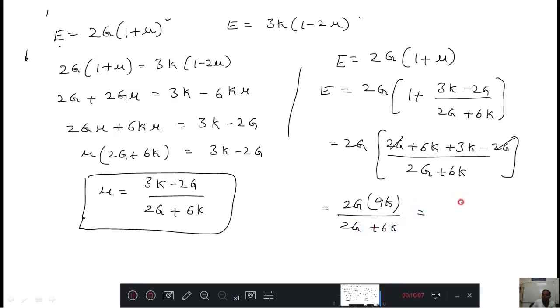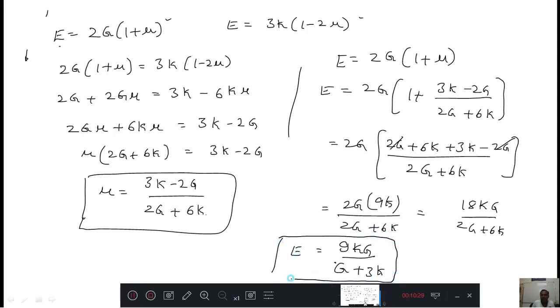Then this will be 18KG divided by 2G plus 6K. We take 2 common in the numerator and denominator, then it becomes 9KG divided by G plus 3K. This is E equal to 9KG divided by (G plus 3K). This is the relation between E, G, K, the big brothers of strength of materials, that is Young's modulus, bulk modulus and shear modulus. Thank you.